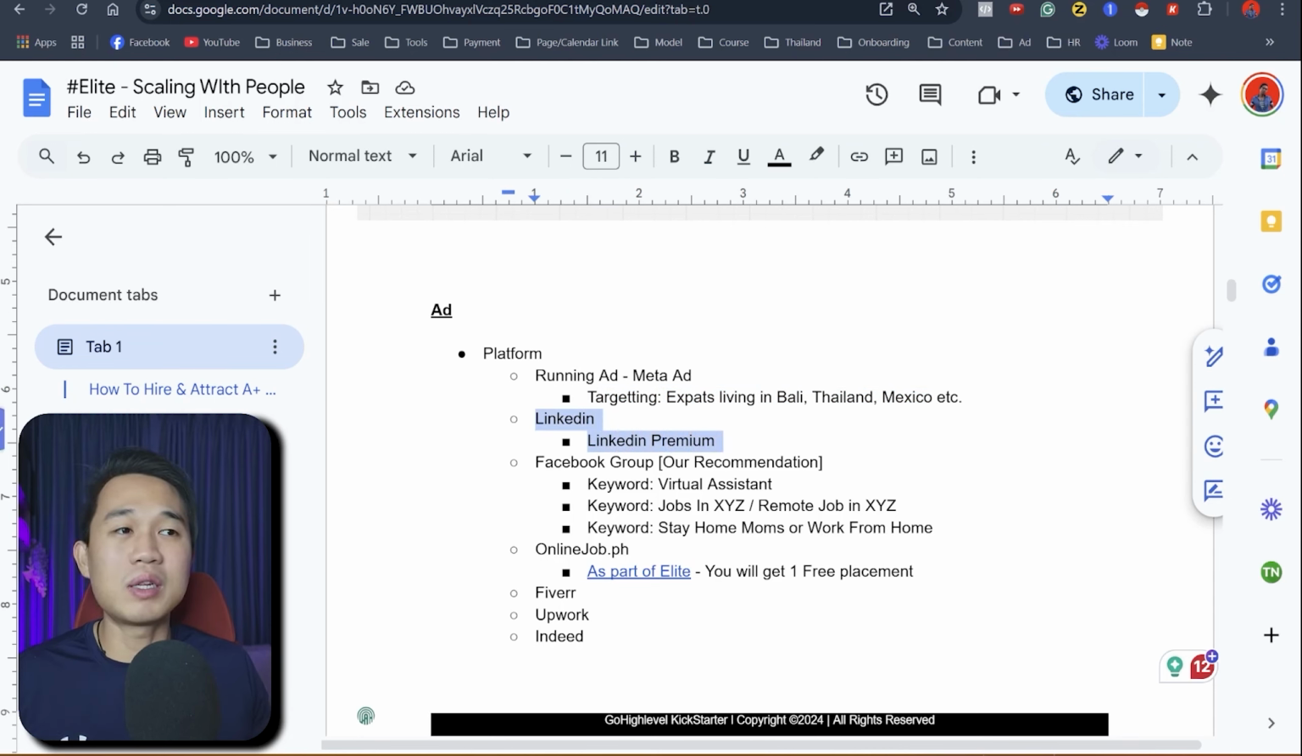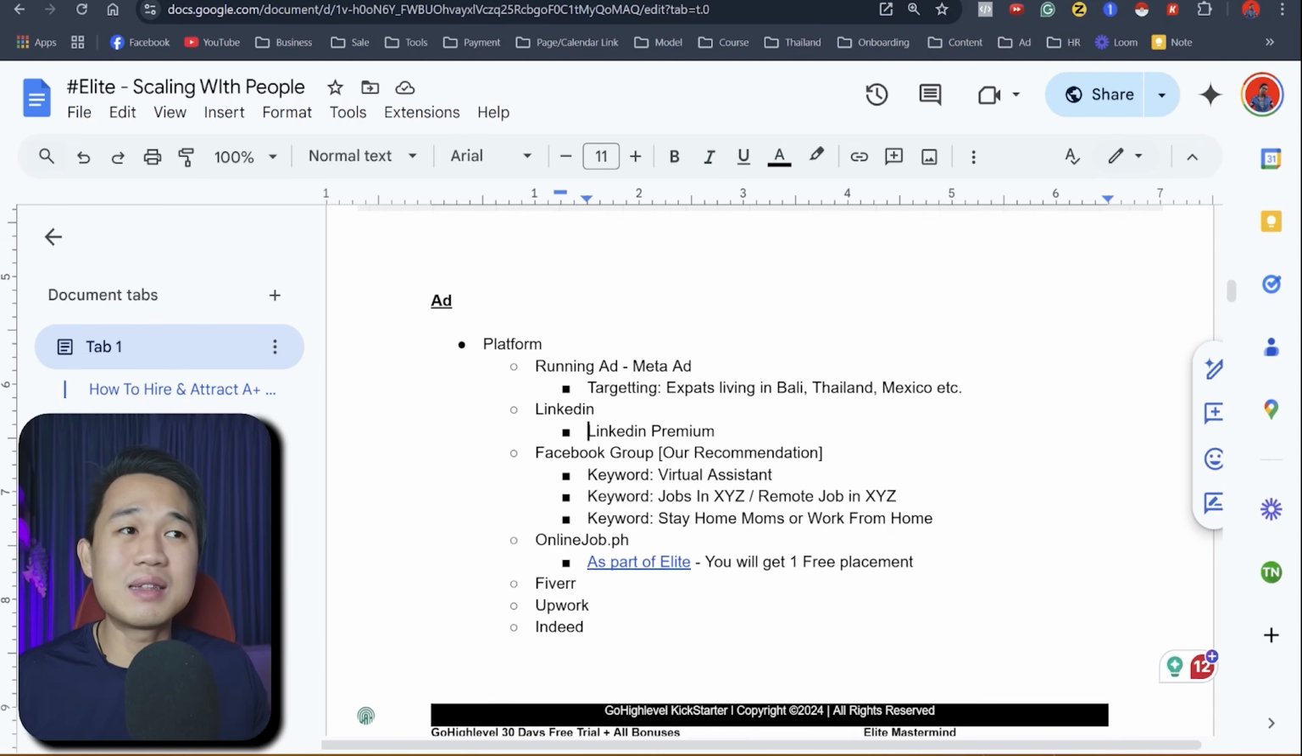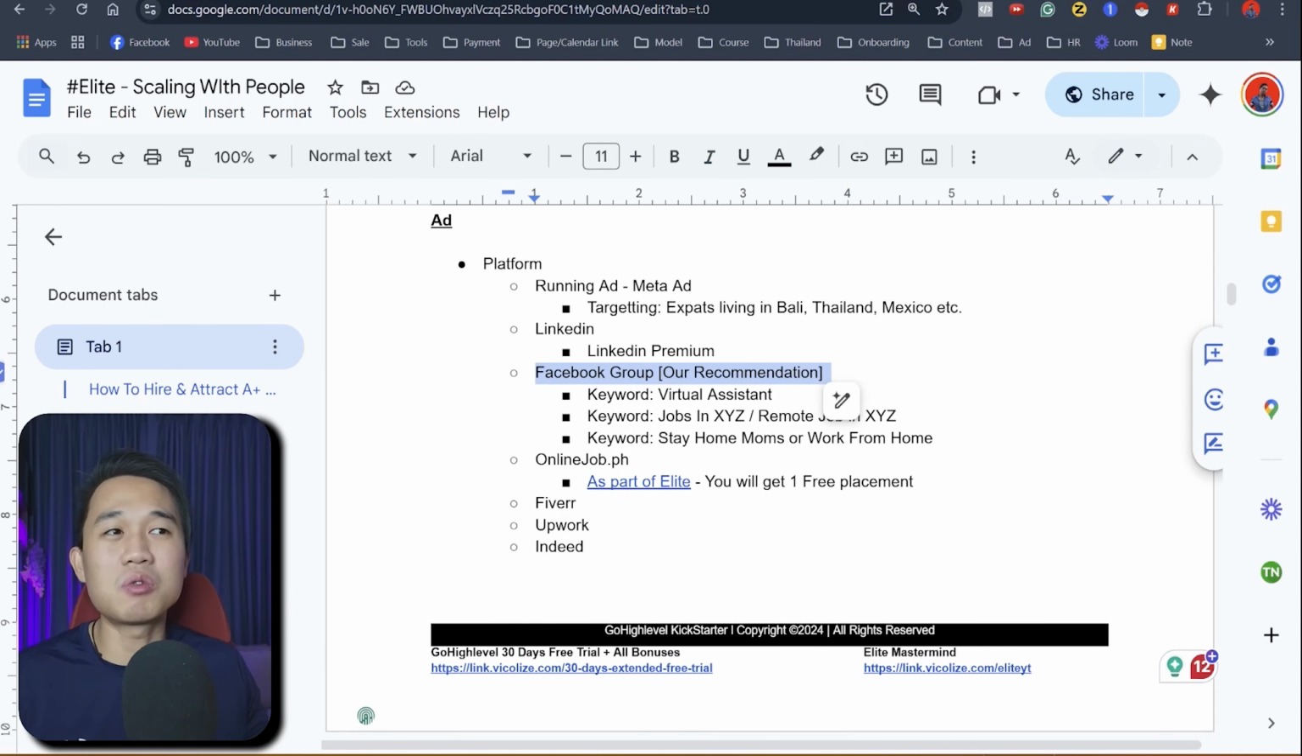LinkedIn is one of them, right? You can find lots of expats on LinkedIn. With LinkedIn Premium, I think it's 700 something a year. Not too bad. Very professional, very high-end talent here on LinkedIn. It's a really mixed bag when it comes to Facebook groups. We'll get most of our stuff from Facebook groups as well.